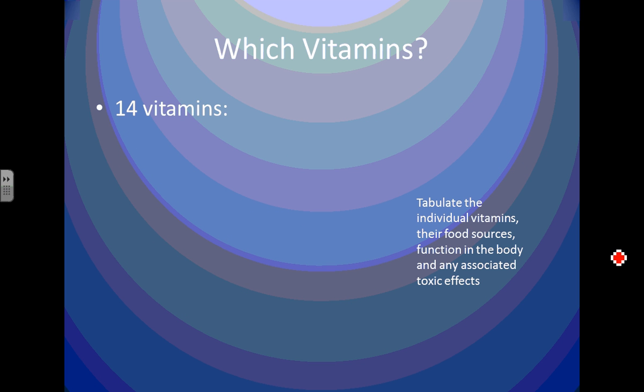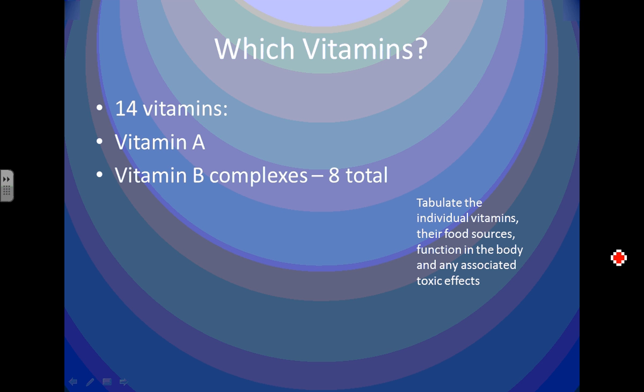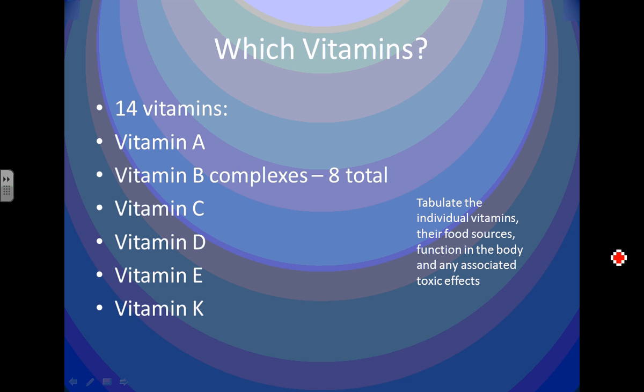So there are 14 vitamins, and we'll come back to this list in a minute. You have vitamin A, and then there are 8 different vitamin B complexes. Complex means they join up with something else. And then you've got C, D, E, and K.